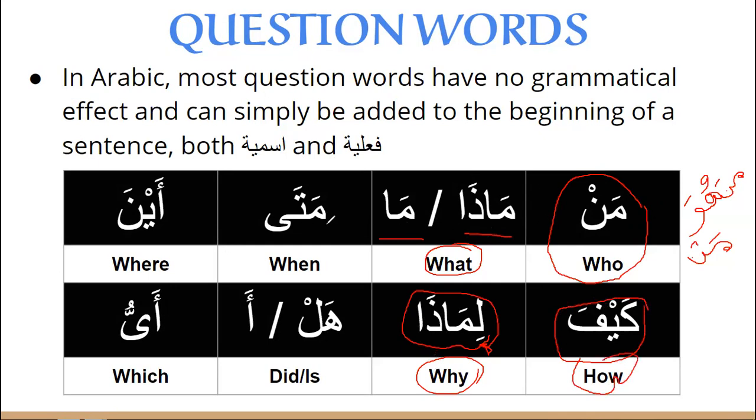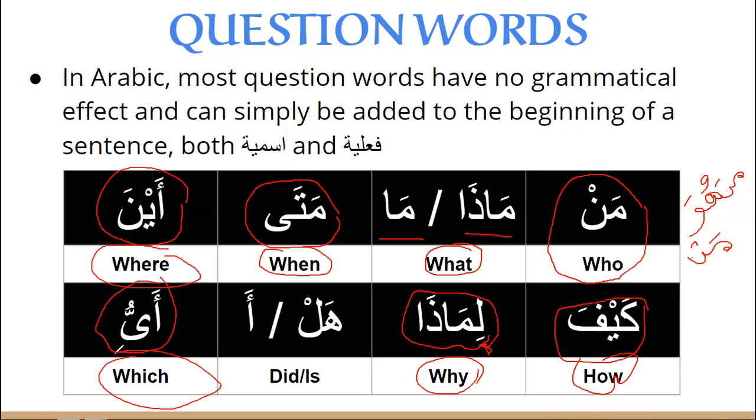So there are only about 8 words. We have to memorize those 8 words, and we can put them in front of any sentence, and it will become a question. Mata means when. Aina means where. So mata is when, aina is where. Ayu means which. So mata, when; aina, where; ayu, which.